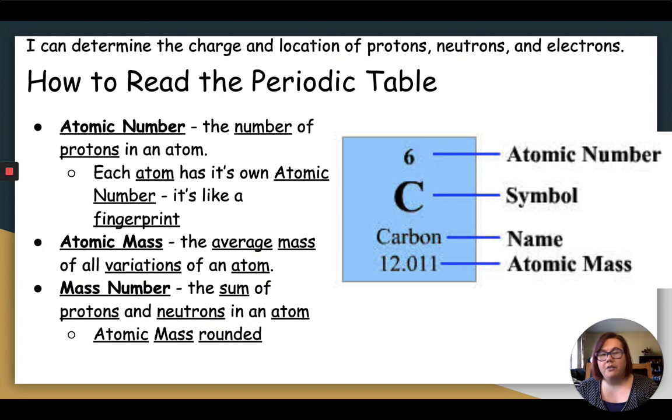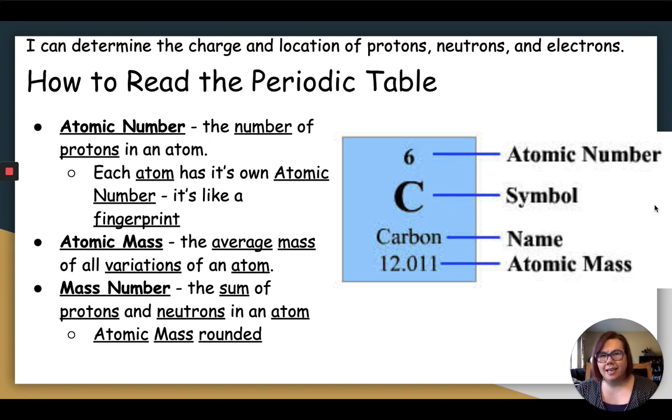The next number that we have on our periodic table is the atomic mass. This is the average mass of all variations of an atom. So I've already mentioned the terms ions and isotopes. Those are some variations on our atom. So they're still the same element, but they're variations. We will learn what those are in a later video. But some of those variations affect the mass of that atom, and so we take the average, and that gives us this atomic mass that is on the bottom of our periodic table. So it's that 12.011 for this example of carbon.